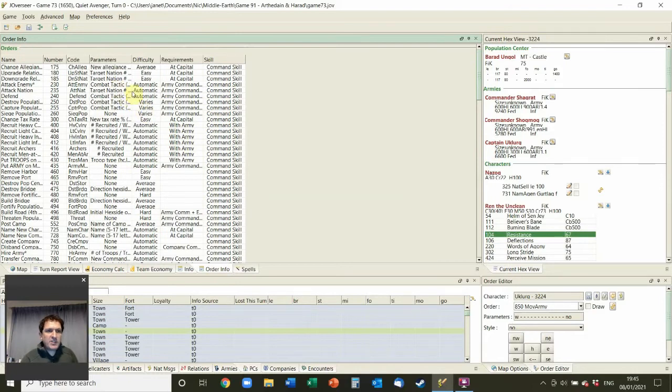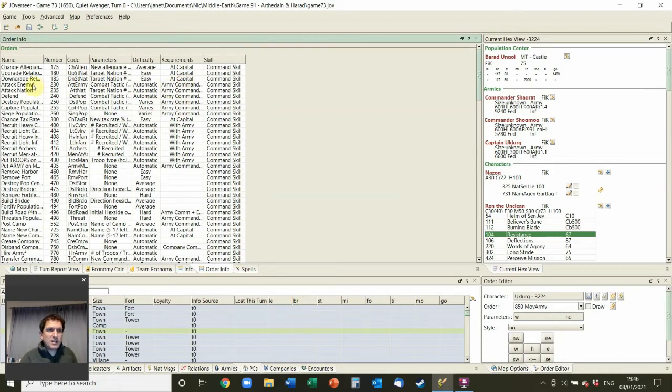There's order information there. This probably looks quite overwhelming at first, but you very soon get used to it. It basically just goes through all the orders by number, and it tells you what their code would be. It tells you what their parameters are, whether it's easy or difficult to do, and any extra issues with it.